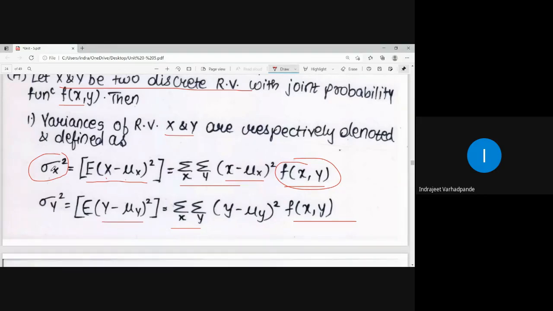So var x is nothing but sigma x square, which is expectation of x minus mu x whole square. Why am I taking mu x? Because mu in general was the expectation, but here as we are talking about different terminologies, expectation of x is denoted by mu x, expectation of y is denoted by mu y.